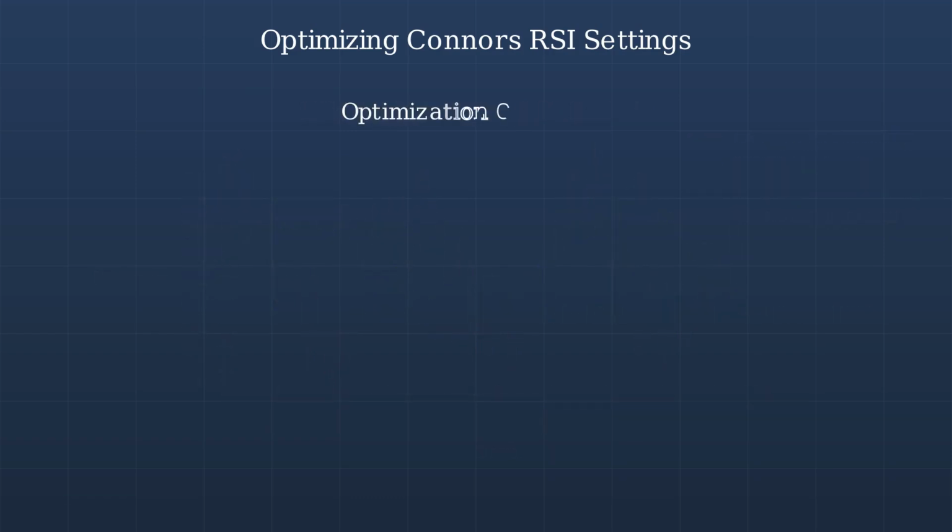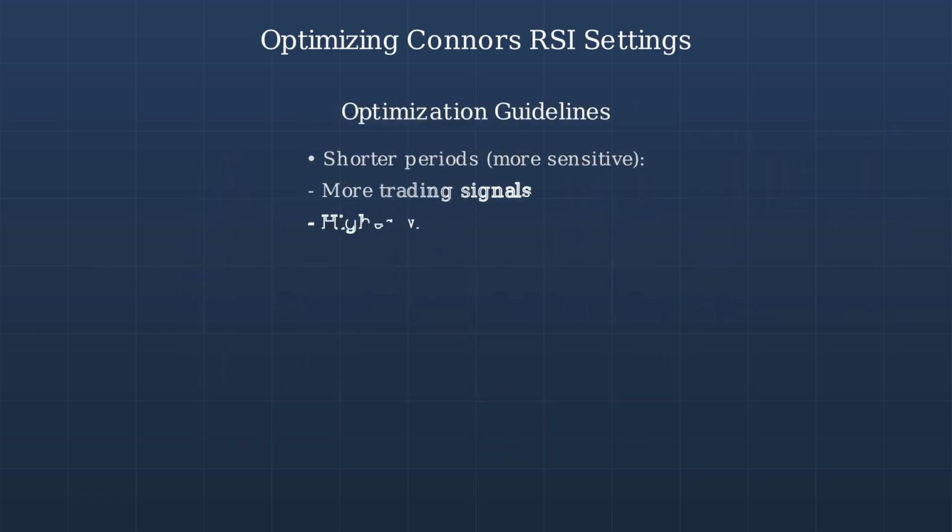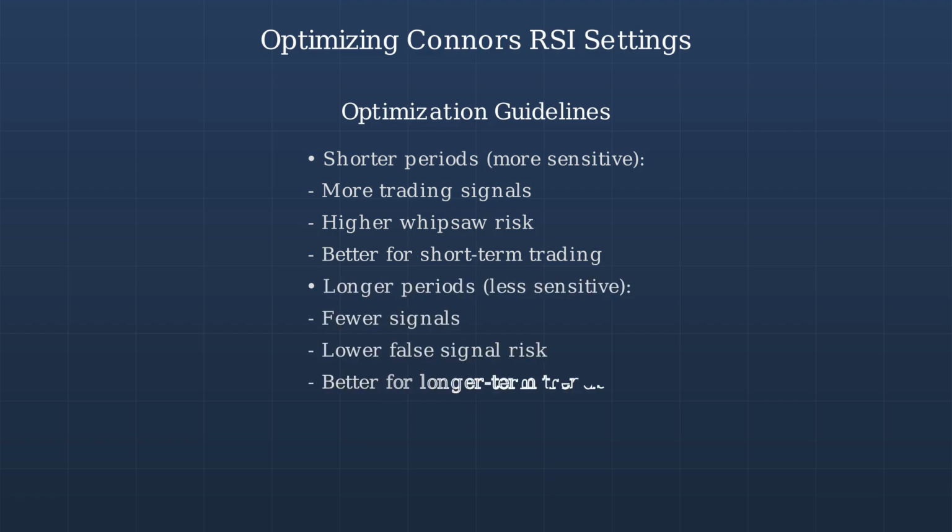When optimizing your Connors RSI settings, consider these guidelines. Shorter periods make the indicator more sensitive and generate more trading signals, but this comes with a higher risk of whipsaws. These settings are better for short-term trading. Longer periods create a smoother line with fewer signals, reducing the risk of false signals. These settings are better for capturing longer-term trends.